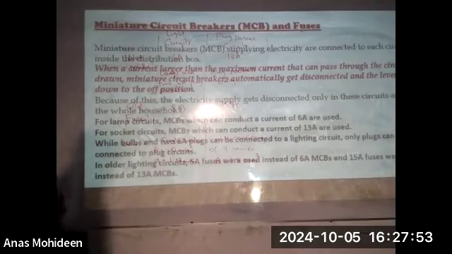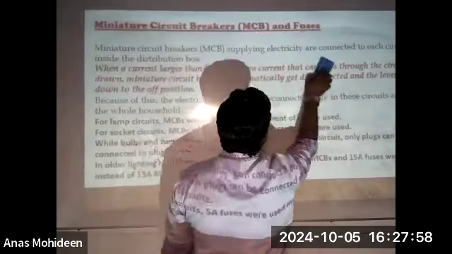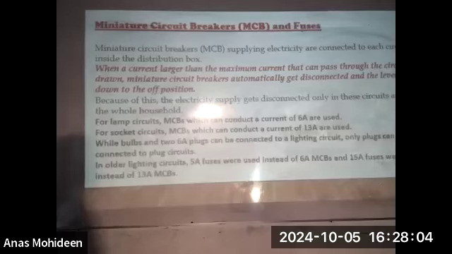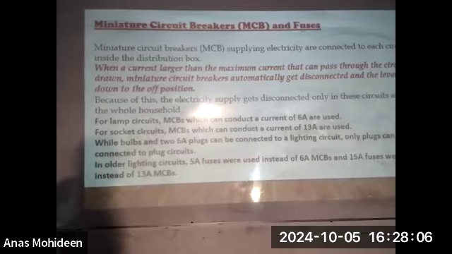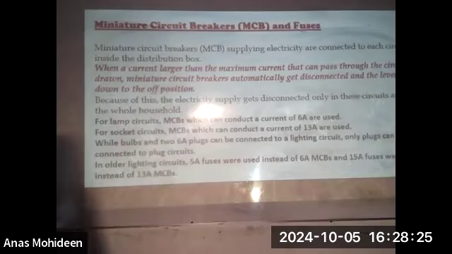Miniature circuit breakers. We already discussed that. Underline the function. When a current larger than the maximum current that can pass through the circuit flows, miniature circuit breakers automatically get disconnected and the lever shifts down to the off position. And all that is given here is what I have given you as a comparison.